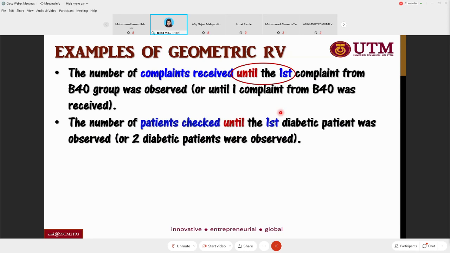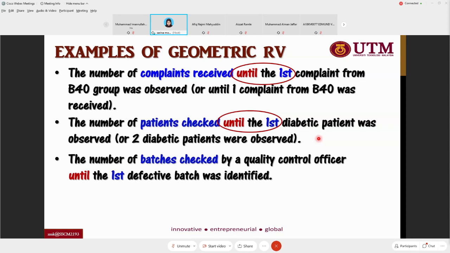The number of patients checked until the first diabetic patient was observed. So again, the trial is checking the patient one by one until the first patient you check is a diabetic patient. Until the first, that is the keyword. Next, the number of batches checked. You check the batches produced by your company, for example, one by one, until you get the first batch which is defective. So the trial is checking the batches of products until you get a defective batch. So that is geometric. Until the first, that is the keyword.